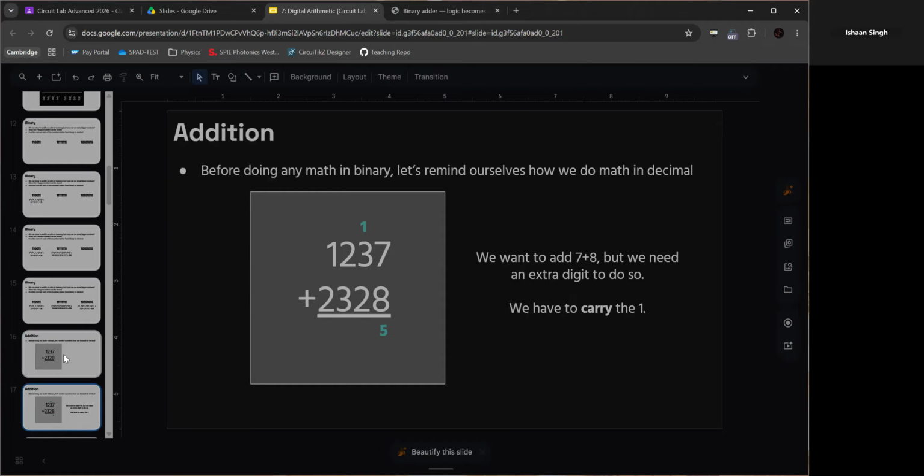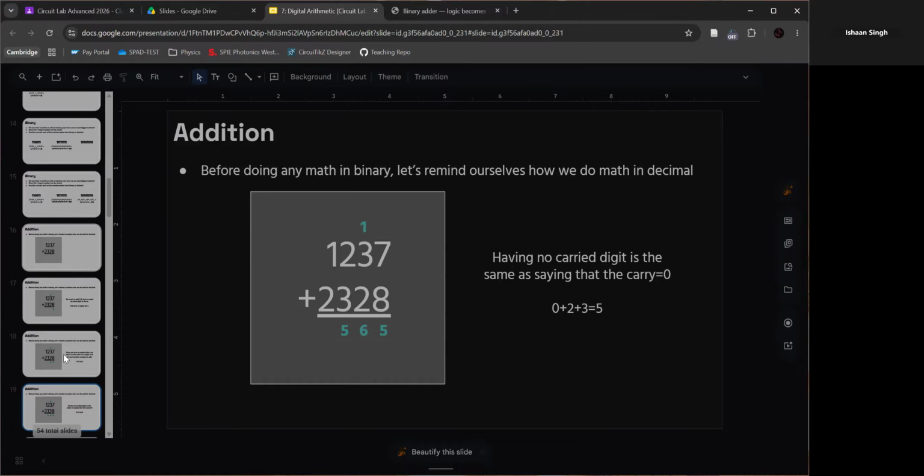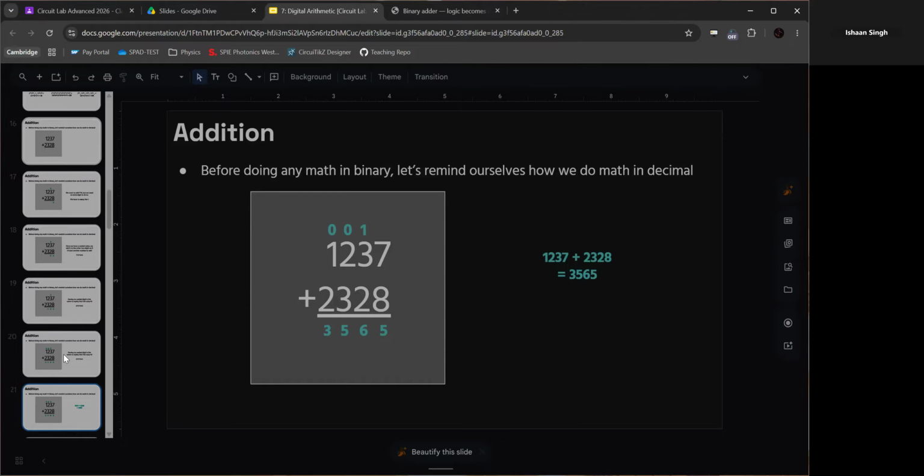Well, now we add that carry bit to 3 and 2 for the next column. It's as if we just have a third number that we're adding, right? The idea of a carry dissolves. It's just a third number that's present to add. So we get 6, and it's not 16, right? It's just 6. So there's no carry digit, which is the same as saying I'm carrying a 0. So you end up getting this as the answer. So the carry is the real important point there.